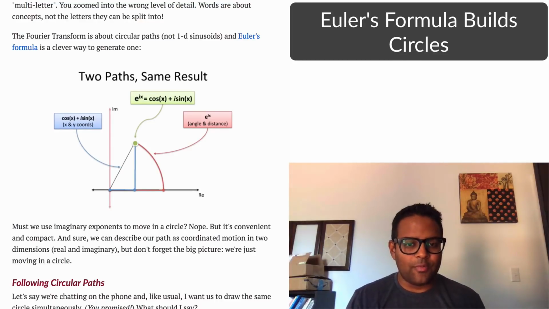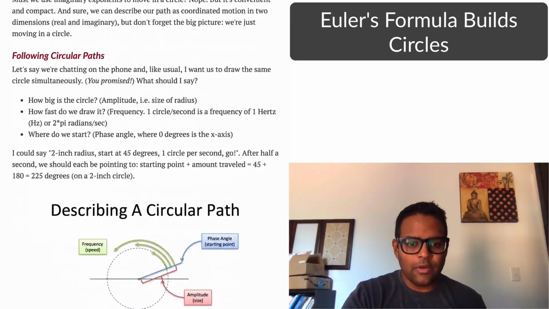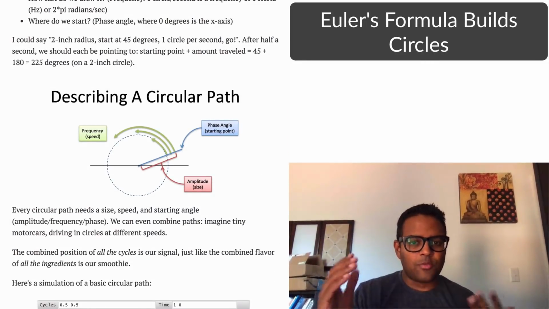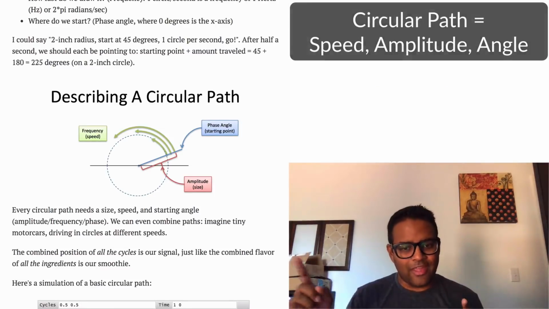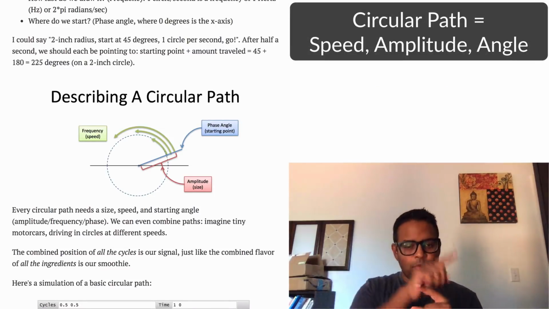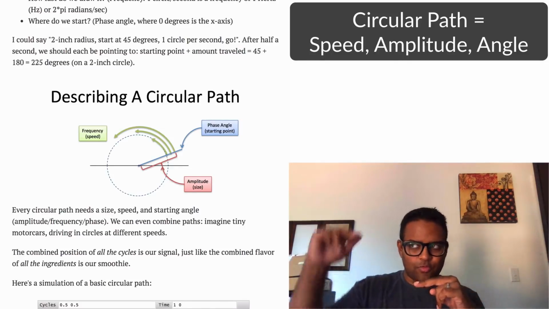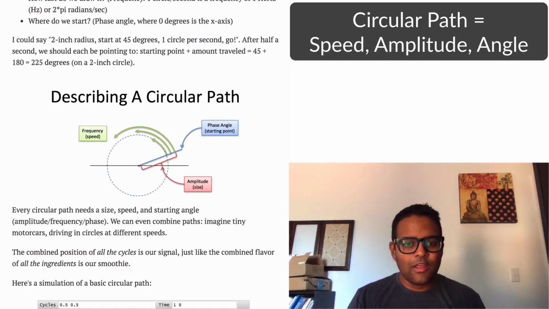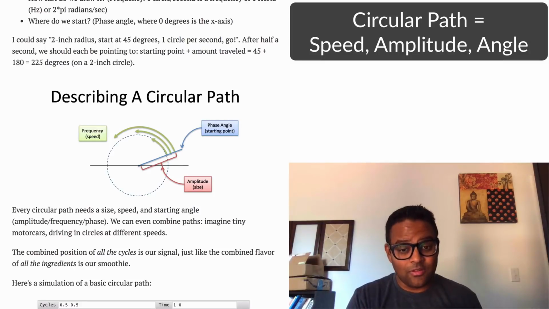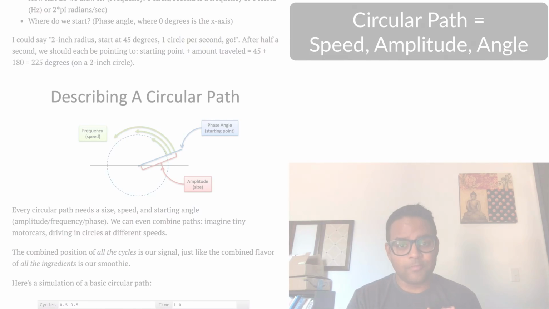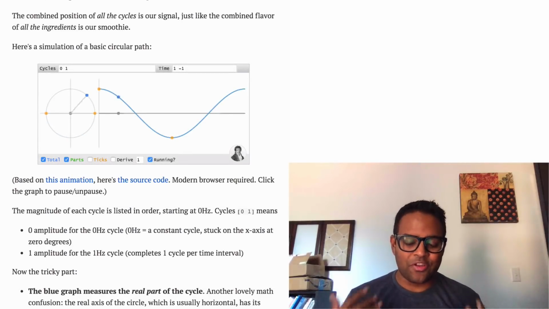So the goal then is to use these building blocks to build up various types of circles. Now, how do we do that? Well, a circle essentially has a few parameters. There's the size of the radius, or the amplitude of the circle. There's the speed at which we go along the path, and there's also the starting angle. We don't always have to start at the x-axis; we could start part way around. So the goal of the Fourier transform is to say, for any possible ingredient that we could have, I want to tell you what the speed is, what angle it starts at, and how big that ingredient must be.